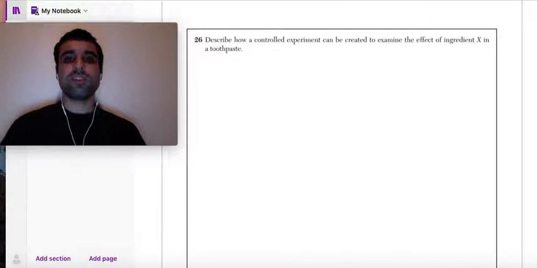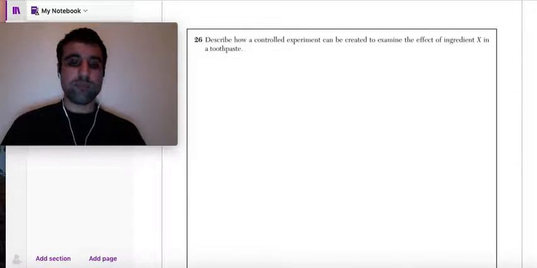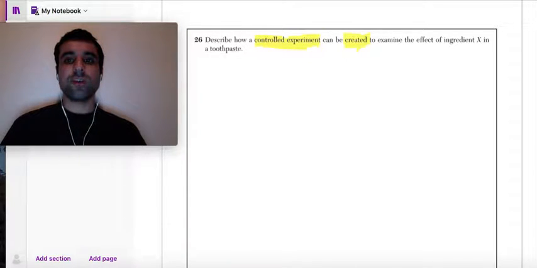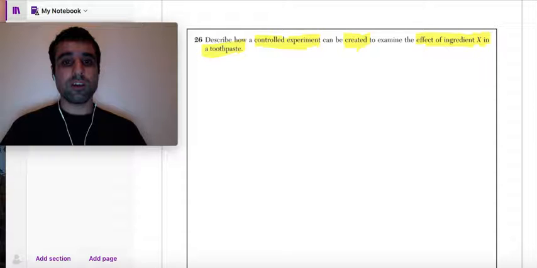Number 26 is describe how a controlled experiment, it's a type of statistical study, can be created to examine the effect of ingredient X in a toothpaste. Okay, so controlled experiments are created to determine cause and effect relationships. They're the only type of study that could be used to determine cause and effect relationships. And they always involve two things. They involve taking a random sample of people or volunteers and splitting them into 2 equal groups.